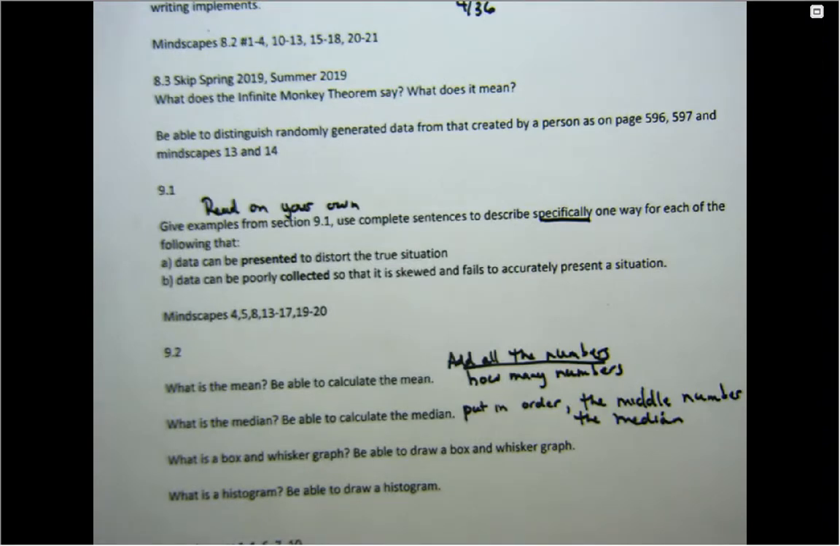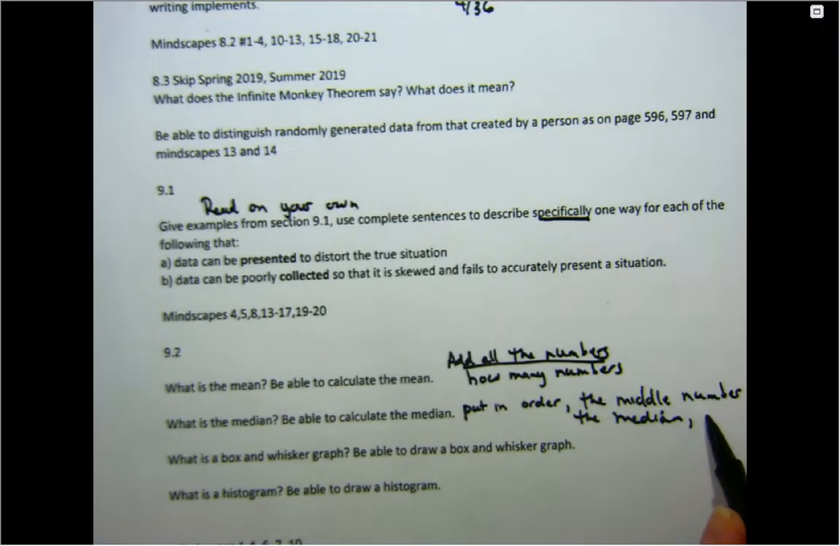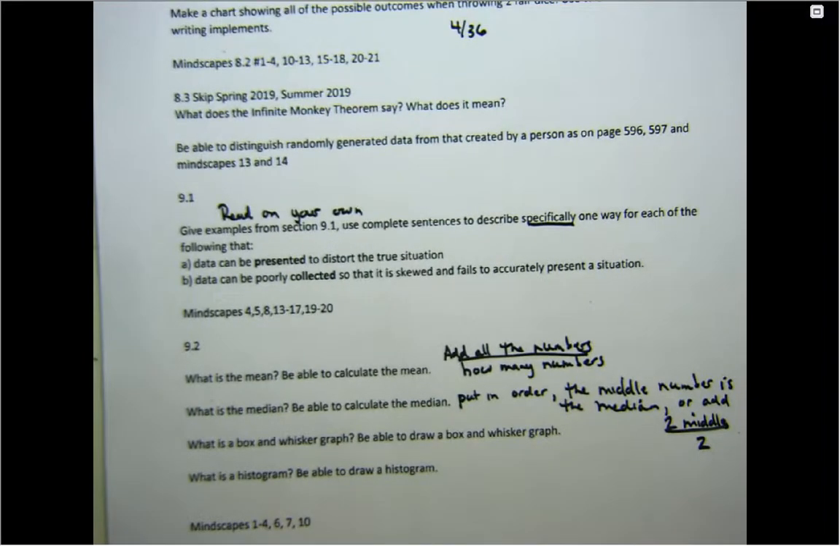We had a bunch of examples where there wasn't a middle number because we had even sets. What do you do in that case? You would use the 2 middle numbers, and you would add them up and then divide by 2. Good. So if there's 2 middle numbers, add them up and divide by 2. That's how you average the 2 middle numbers if there isn't just a single middle number.